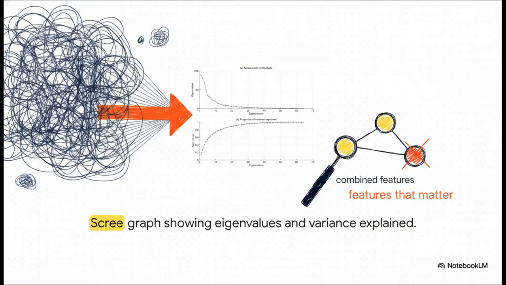Sometimes, we just have way too much data. Too many columns or dimensions for a model to process efficiently. That's where visual tools like a scree graph come in handy. It helps us perform dimensionality reduction by showing us how much meaningful information, or variance, is captured by a smaller set of combined features. It essentially tells us which features actually matter and which ones are just redundant.